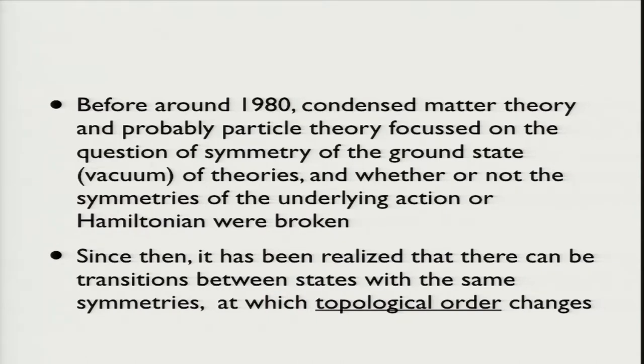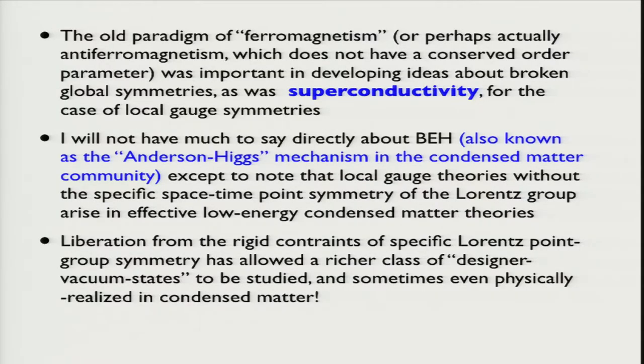Up till around 1980, the focus in condensed matter theory, and probably in particle physics too, was on this whole issue of understanding the rich spectrum of different kinds of symmetries that can be broken and what the implications were. What's been happening since then is we've realized that we can have transitions where there is no change in symmetry as such, but there is a qualitative change in the system, which turns out to be about topological changes.